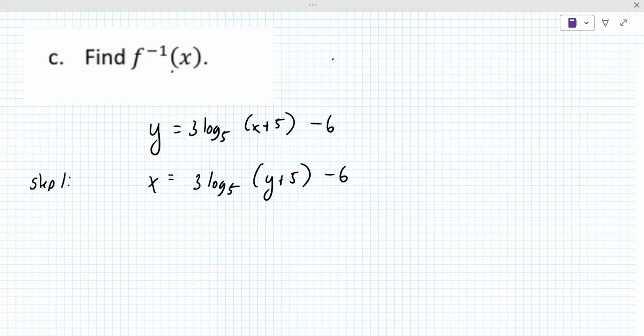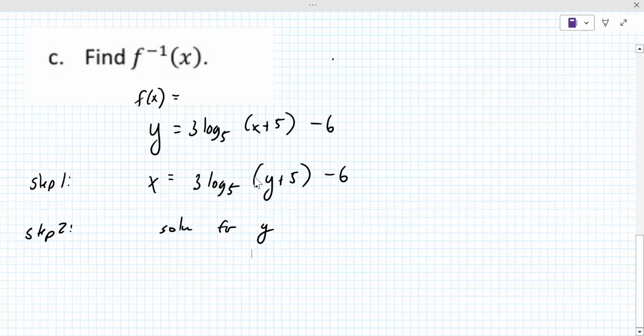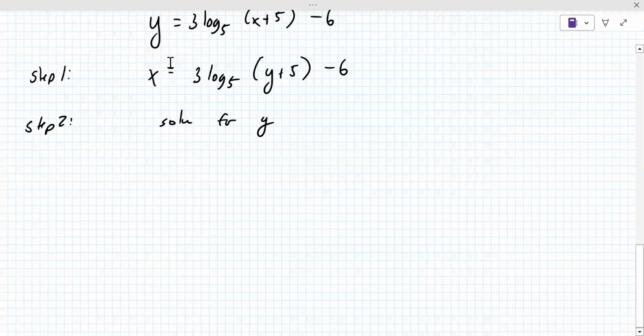I'm sorry, step 1 is to switch X and Y after you replace Y with f of X. So really there's an f of X here. Some call it a step 1. We're going to call this step 1. Step 2, this is the big one. You have to solve for Y. Okay. So this is where most students, if you're not solid in your algebra, you said you're doing pretty well in this class, you're probably pretty comfortable here.